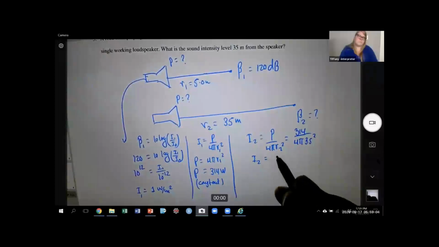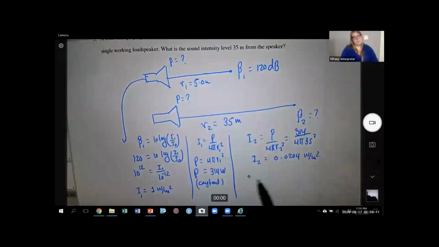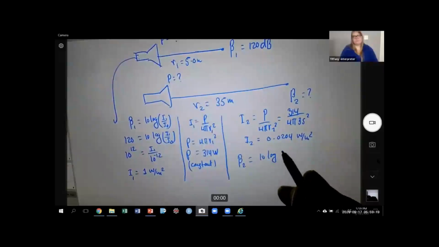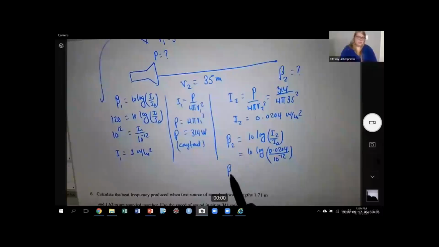Okay, now the intensity will be 0.0204 watts per meter squared. Now, what is the new loudness? So back to the same formula, the new loudness is 10 log of the new intensity divided by the threshold. That is 10 log of I2, 0.0204 divided by 10 to the power negative 12. So your beta 2 is 10 log of 0.0204 divided by 10 to the power negative 12. Okay, so that's going to give me 10.3. 10.3 times 10 is 103 decibels.